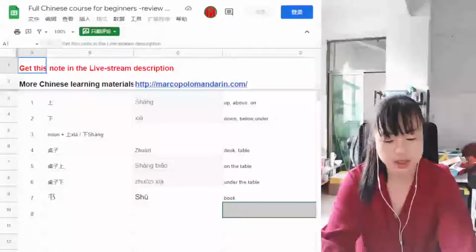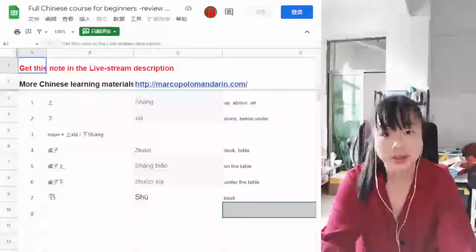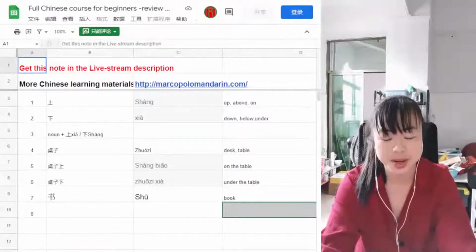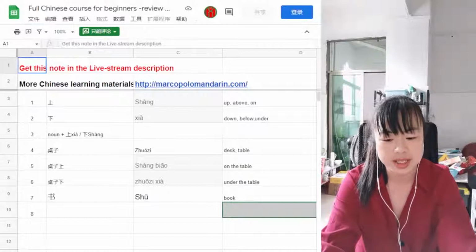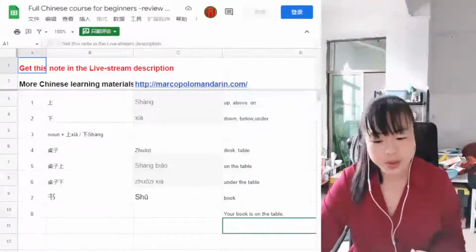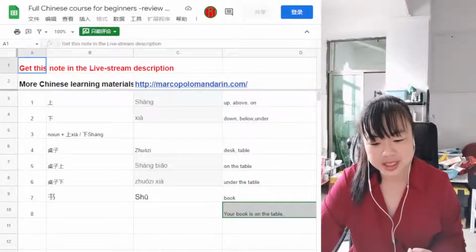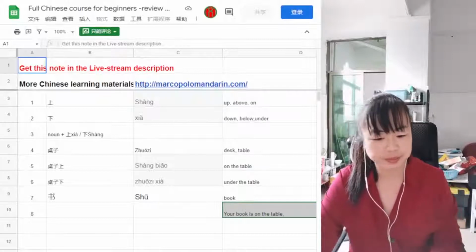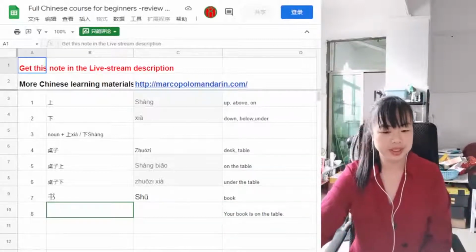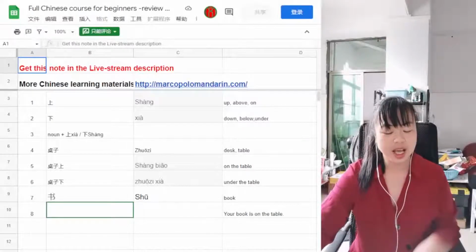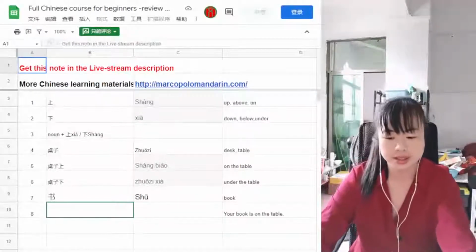Your book. Do you know how to say your in Chinese? If you know, type in the chat box. So, your book is on the table or on the desk. Table or desk in Chinese is the same word. So your book is on the table. How do you say it in Chinese?